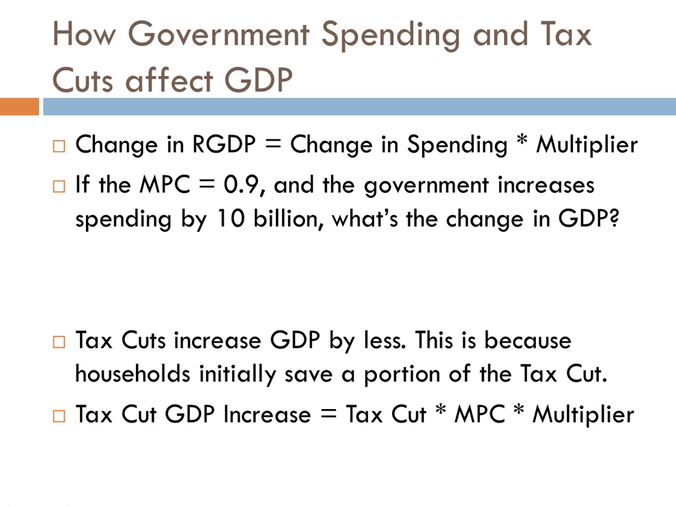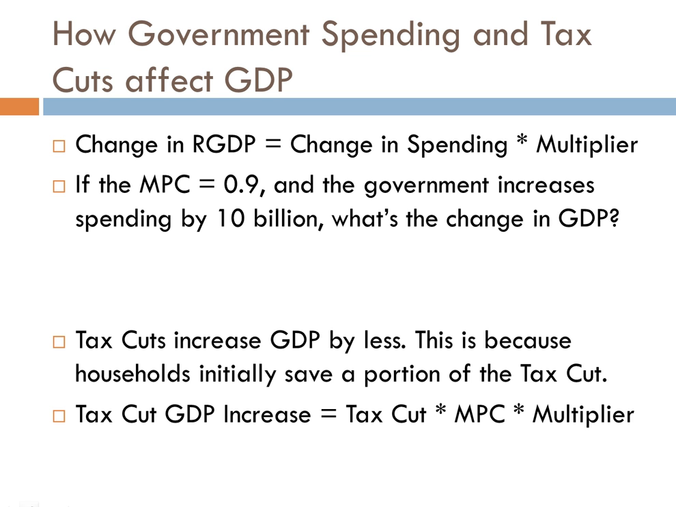The change in the GDP is equal to the multiplier times the change in spending. This problem is a quick sample problem that the AP test will probably ask you. If the marginal propensity to consume is 0.9 and the government spending increases by 10 billion, what's the change in GDP?